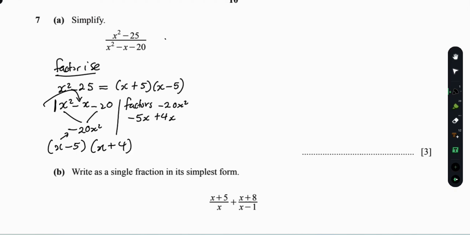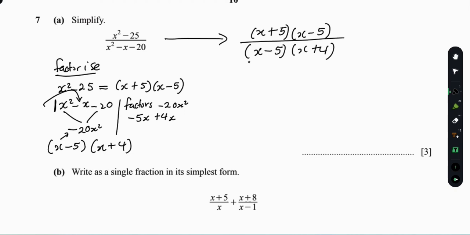Now we come back to our expression there. At the top we have x plus 5, x minus 5, and underneath we have x minus 5 and x plus 4. Now we can cancel things out because we have a product of items at the top and at the bottom. So x minus 5 and x minus 5 cancel out. Then our final answer is x plus 5 divided by x plus 4.